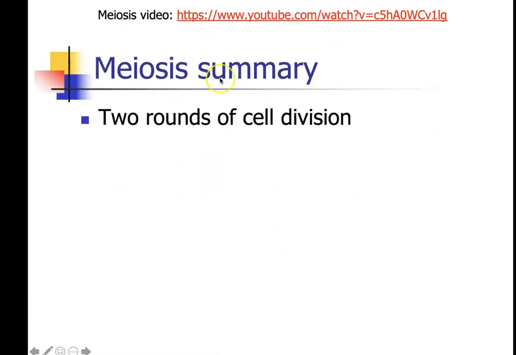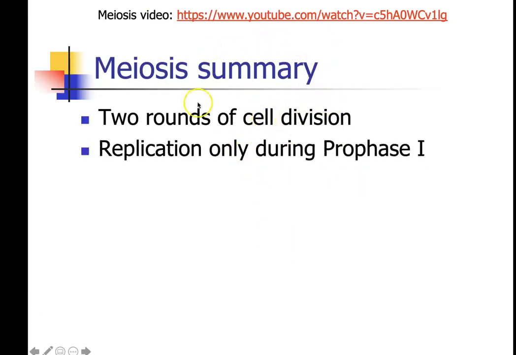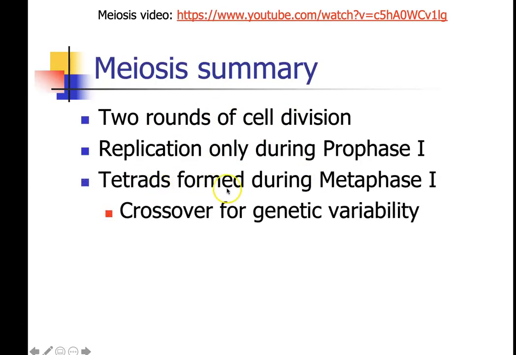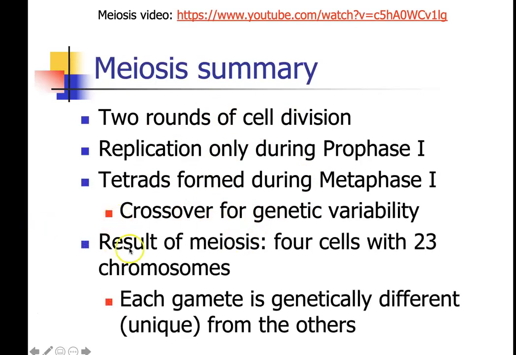Okay, so there are lots of great meiosis videos you can watch to remind yourself of this process. The summary things you need to know are that there are 2 rounds of cell division. Replication happens during prophase 1. Those tetrads form during metaphase 1 where crossing over occurs, and that's really important for genetic variability. The result of meiosis is 4 cells with 23 chromosomes each, and because of crossing over and this process of dividing a diploid cell into haploid cells, each gamete is genetically different from the others.